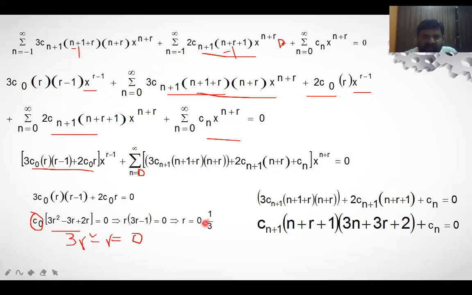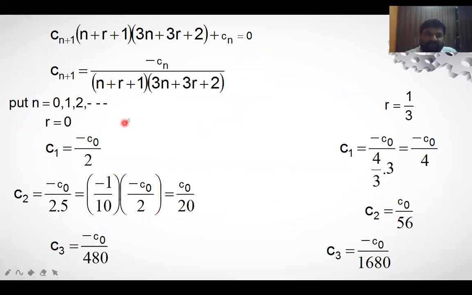So these are called indicial roots, and equating this general term to 0, you have to equate and simplify this first of all. So here cn plus 1 is there, take cn plus 1 common and multiply this. So we will get cn plus 1 equal to this. Now put n equal to 0, 1, 2, 3 and so on and find out the values, once you consider r equal to 0 and r equal to 1 by 3.